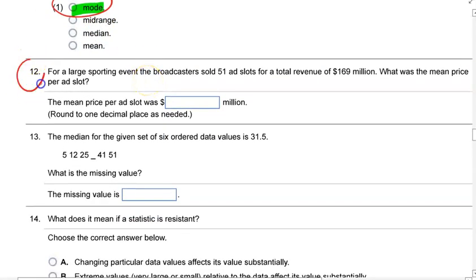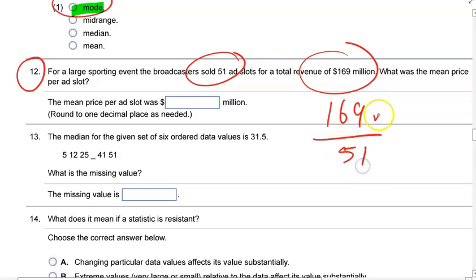Number 12. For a large sporting event, the broadcaster sold 51 ads, and the total revenue was 169 million. What's the mean price per ad slot? There is a total revenue of 169 million from 51 ads. What's the average price of each ad? That's the mean price. The answer is 169 divided by 51 million.